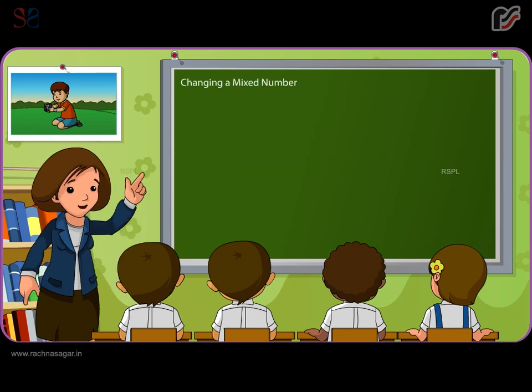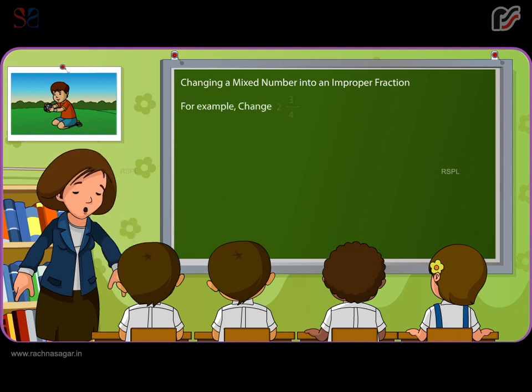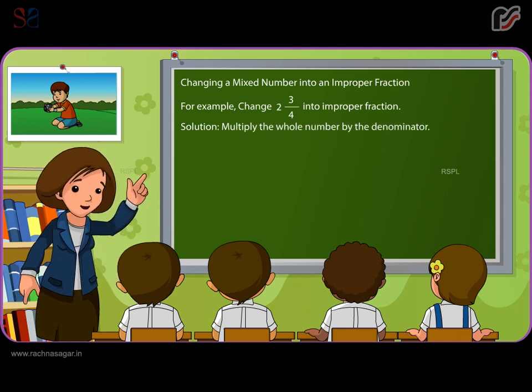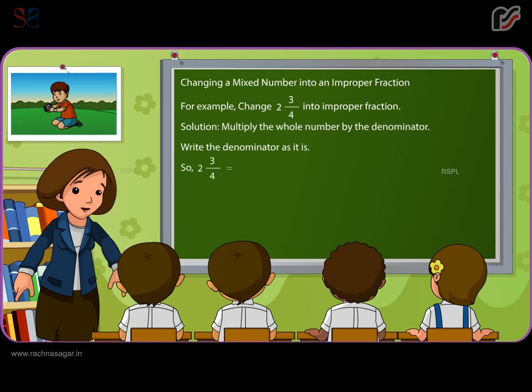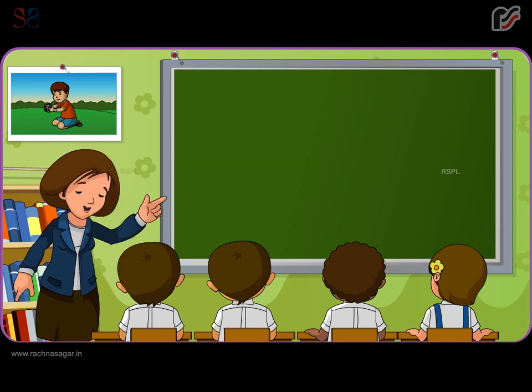Changing a mixed number into an improper fraction. For example, change 2 3/4 into an improper fraction. Solution. Multiply the whole number by the denominator. Write the denominator as it is. So, 2 3/4 is equal to (2 multiplied by 4 plus 3) divided by 4, which is equal to 11/4.